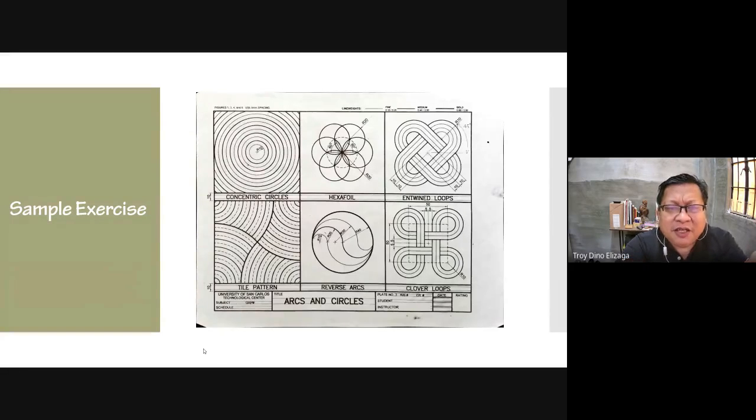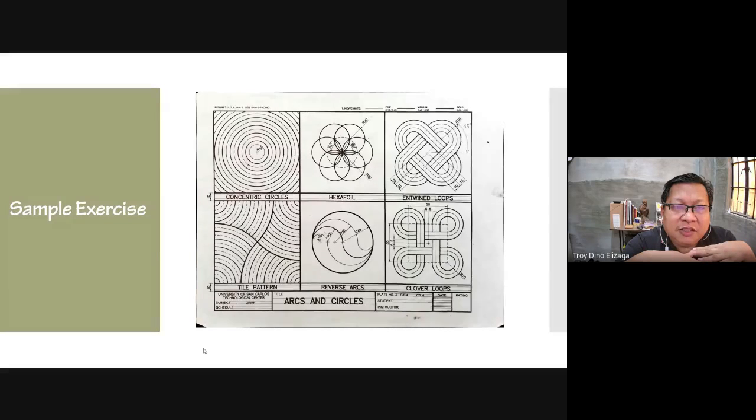or I think, is also done properly. The reverse arcs, the important thing here is the connection between the arcs, and then also the tile pattern. The importance is the control in making dashed lines with the compass.